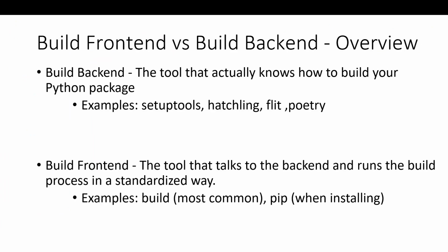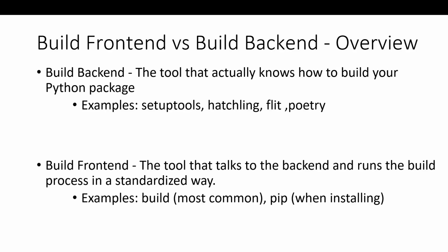Now, as I mentioned, the build backend and build frontend is something that we have to just keep in mind. The backend is the actual tool that performs the build. Examples are hatchling, flit, poetry, setuptools, etc. These are the actual build tools which convert our Python source code into a format that can be uploaded into PyPI and from where it can be downloaded and installed by tools like pip.